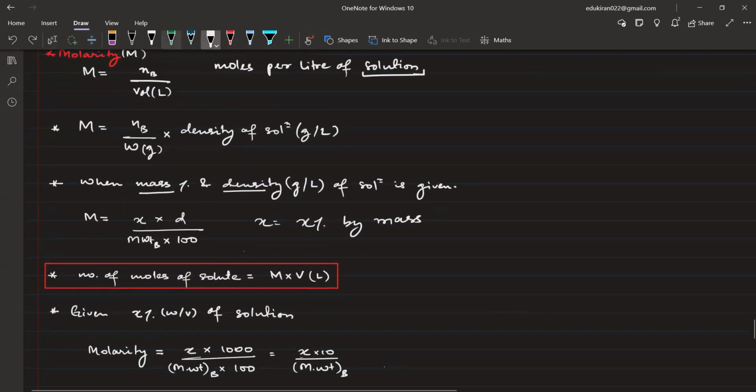Look at this also. Now obviously, number of moles of solute will be equal to mass into volume. Multiply these two and you will get the number of moles. When you have x percentage W by V given, that means mass by volume percentage is given, then the molarity is equal to x upon molecular weight into 1000 upon 100. 1000 is the conversion factor and 100 is the factor for this mass percentage. If you convert it, you will get x upon molecular weight into 10. Write this down.